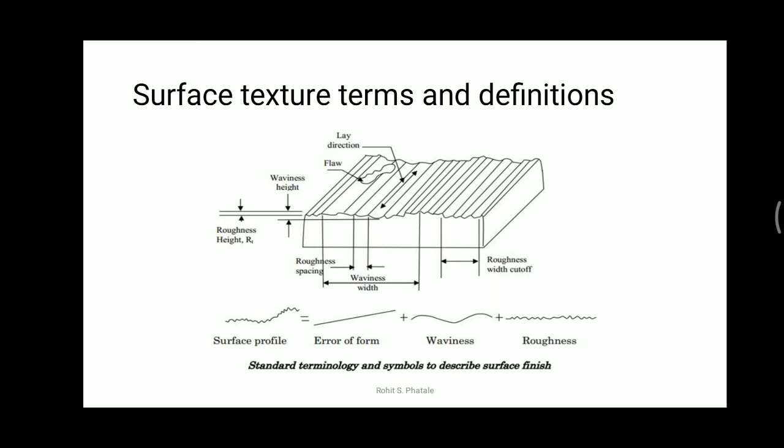Okay, and we will discuss these parameters one by one. So basically you can see the flaw is something that you can see over here. It is the part that appears when we do casting.